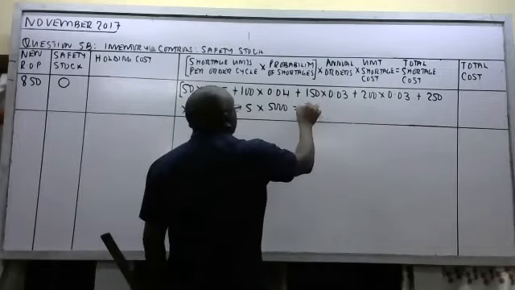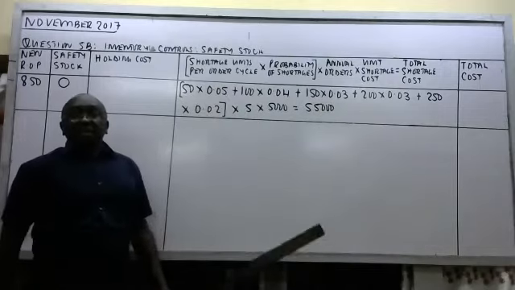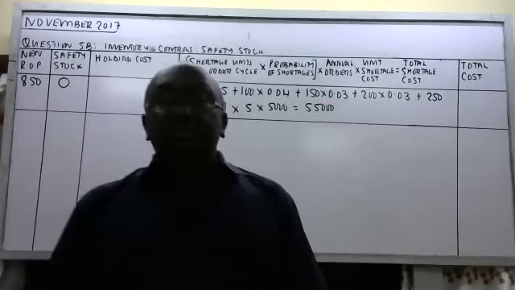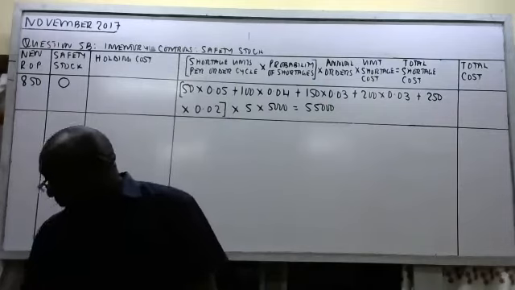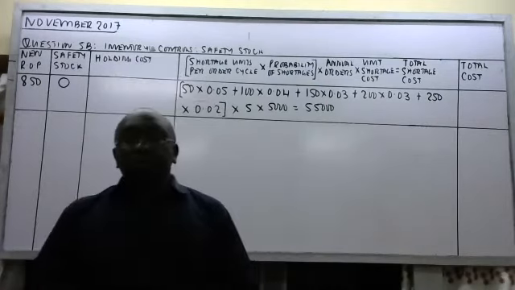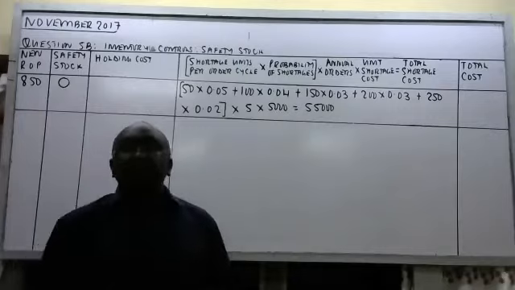$55,000. So that 55,000, are you agreeing with that? 55,000. Is it 55 or 550?